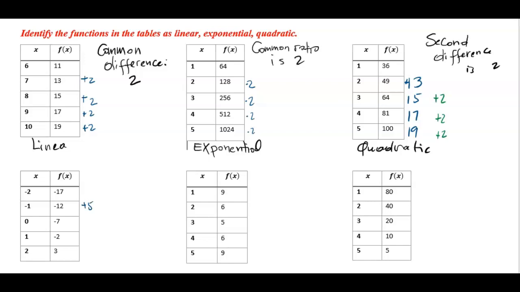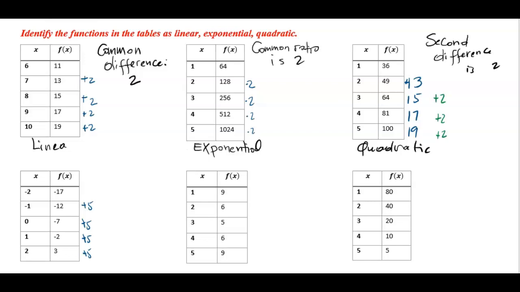And -12 plus 5 is -7, so 5 again. -7 plus 5 is -2, so we add 5 here again. And -2 plus 5 is 3, so we add 5 here again. So notice we add 5 to the previous term in order to get the next term.